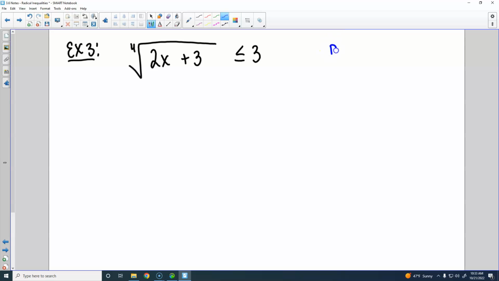So our domain over here is that 2x plus 3 has to be greater than or equal to 0, because we can't have negatives under that root. We would get 2x is greater than or equal to negative 3. We would divide off that 2, so x is greater than or equal to negative 3 halves. This is not our answer, but it might be a restriction on our answer at the end.